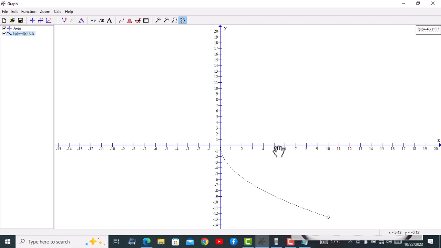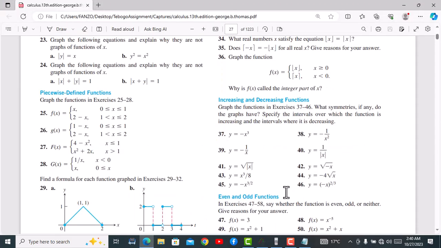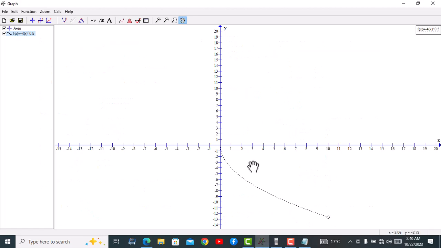That's another possibility, but for now, because we do not have two pieces, we will just say there are no symmetries on this one, because even the examples that we were provided with, it was a parabola. Therefore we were able to see the symmetry along the y-axis. So this function, we will just say it has no symmetries. And then specify the interval over which the function is increasing or decreasing. We will investigate that.